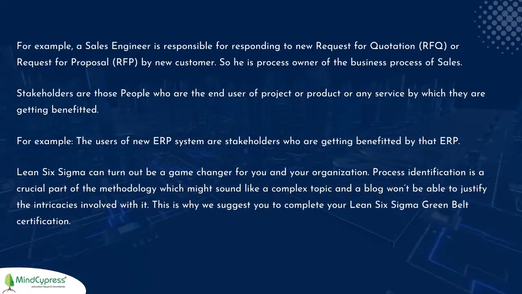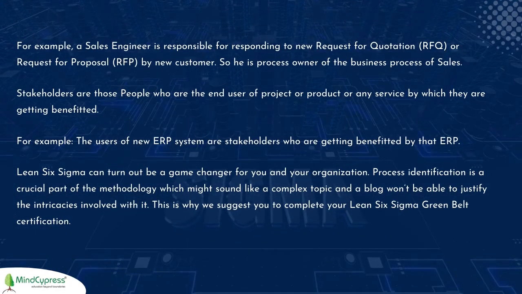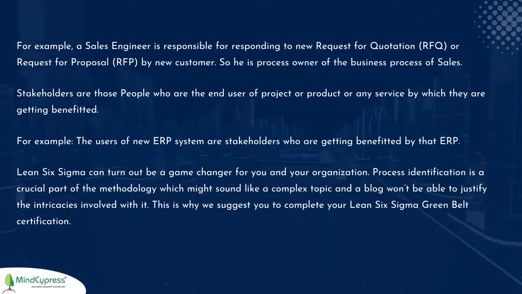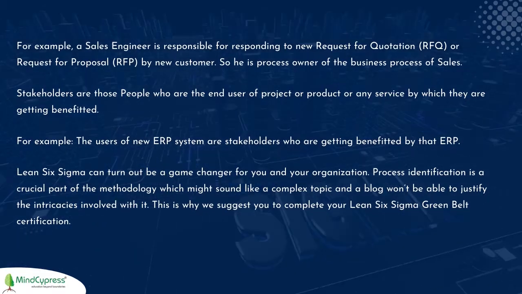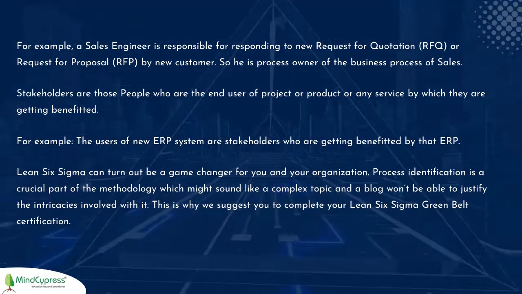Stakeholders are those people who are the end users of a project or product or any service by which they are getting benefited. For example, the users of a new ERP system are stakeholders who are getting benefited by that ERP. Lean Six Sigma can turn out to be a game changer for you and your organization.